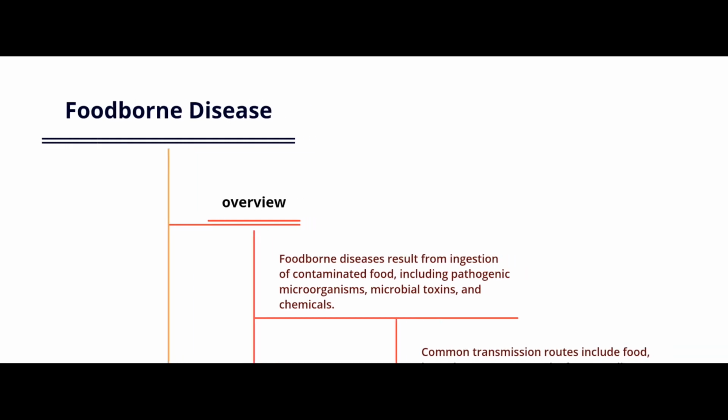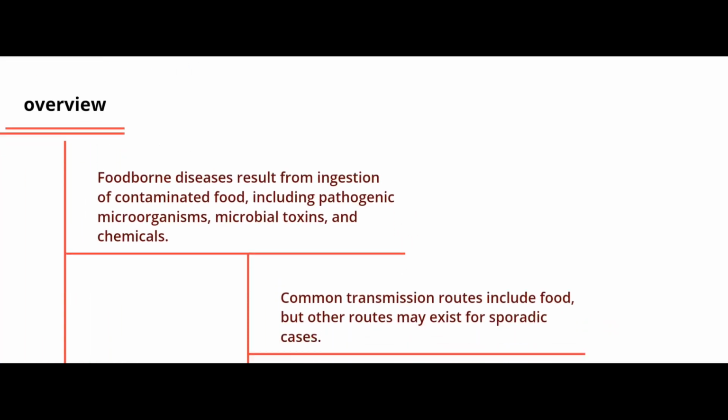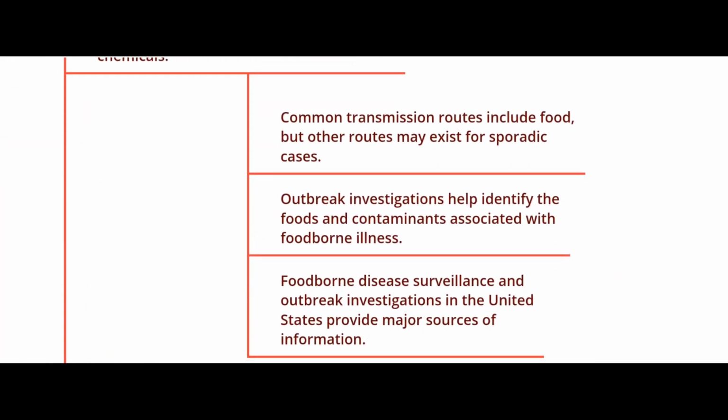So, as an overview, we start by a definition that foodborne disease is a result of ingestion of contaminated food, including pathogenic organisms or their toxins or chemicals. The most common transmission include food, but other routes may exist for sporadic cases. These other routes could be with contamination by hands, small contamination of highly chemical substances.